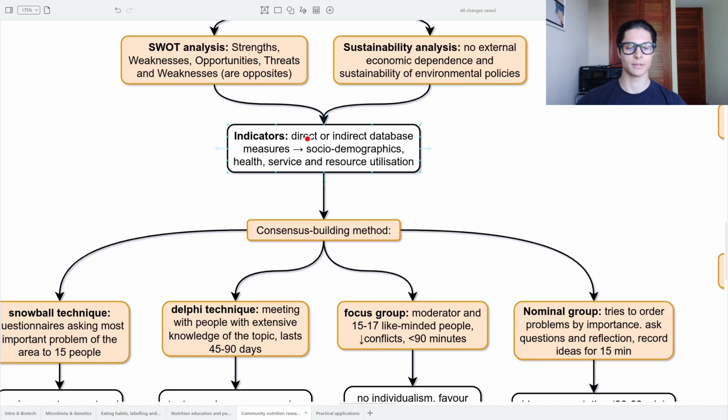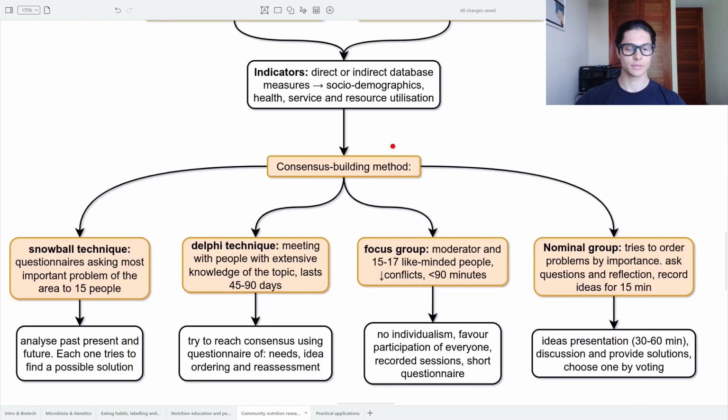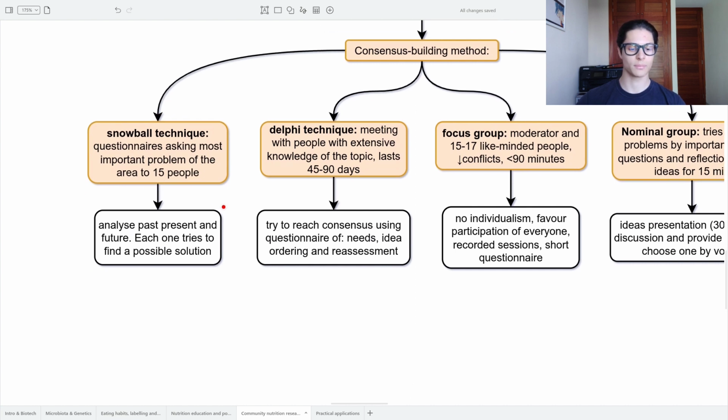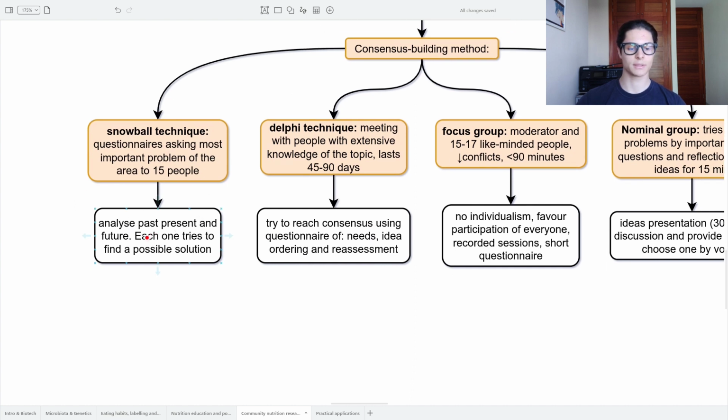The indicators are the direct or indirect database measures such as the social demographics, the health, the service and the resource utilization. So how do we reach consensus here? Well, we have the consensus building methods, such as the snowball technique. This is a questionnaire asking most important problem of the area to 15 people. And we have to analyze the past, present, and future here. And each one of these 15 people tries to find a possible solution.